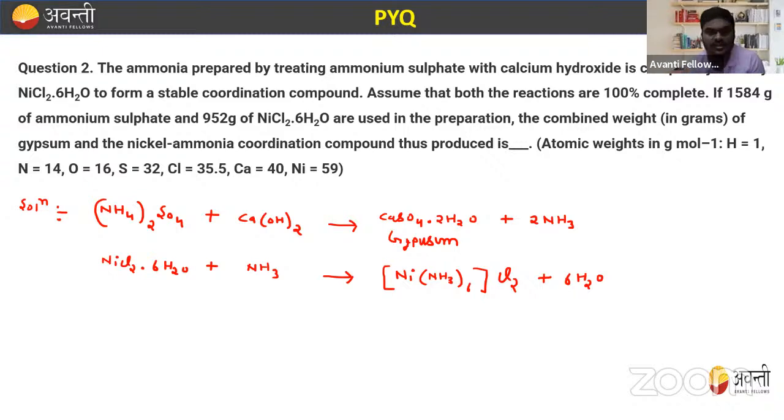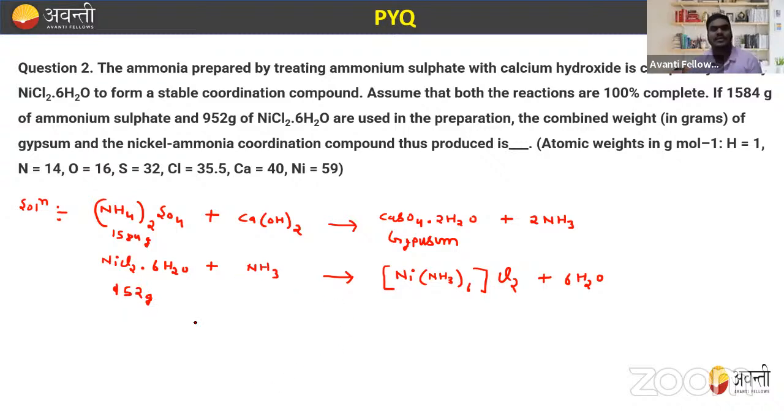Now the question is clear to you. Now we can see the equation. Now in this question, you have to calculate when both the reactions are 100% complete, and if 1584 gram of ammonium sulfate, so here the amount is given, and 952 gram of NiCl2.6H2O. So this is also given.